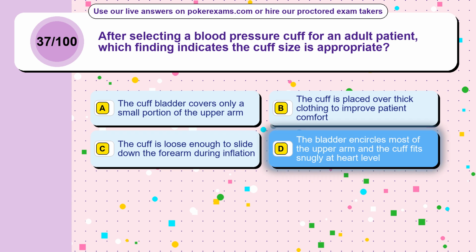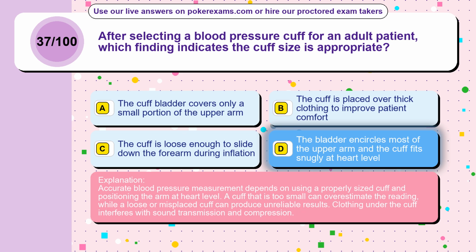The correct answer is option D. The bladder encircles most of the upper arm and the cuff fits snugly at heart level. Accurate blood pressure measurement depends on using a properly sized cuff and positioning the arm at heart level. A cuff that is too small can overestimate the reading, while a loose or misplaced cuff can produce unreliable results. Clothing under the cuff interferes with sound transmission and compression.